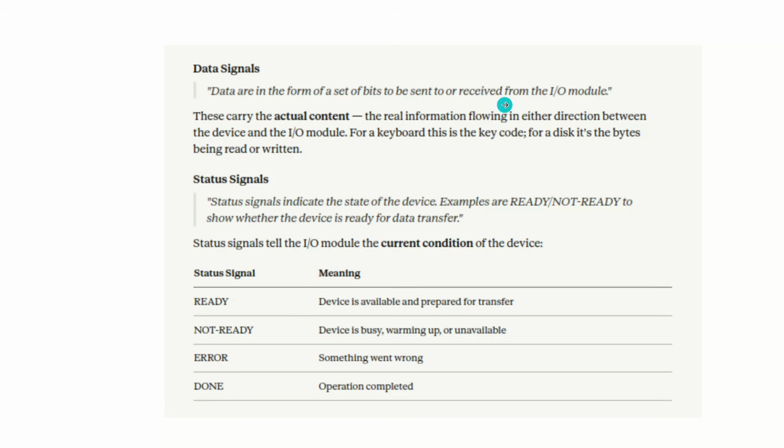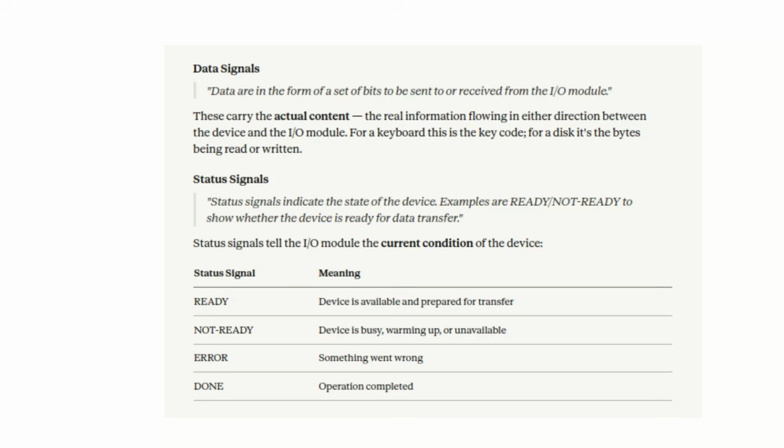For a keyboard, this is a key code. For a disk, it's the bytes which are being read or written. So data signals are in the form of a set of bits which can be sent or received from the I/O module. This data contains the actual content, the real information flowing in either direction between the device and the I/O module.